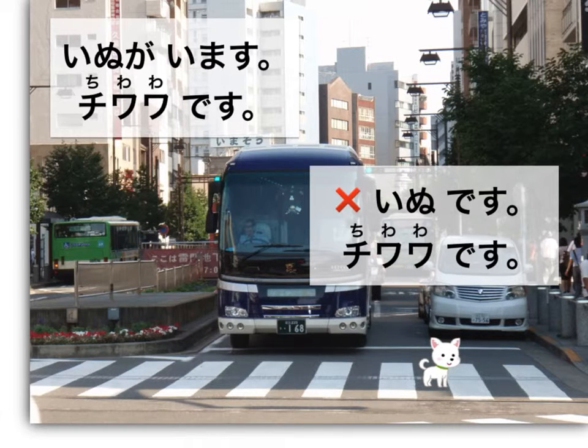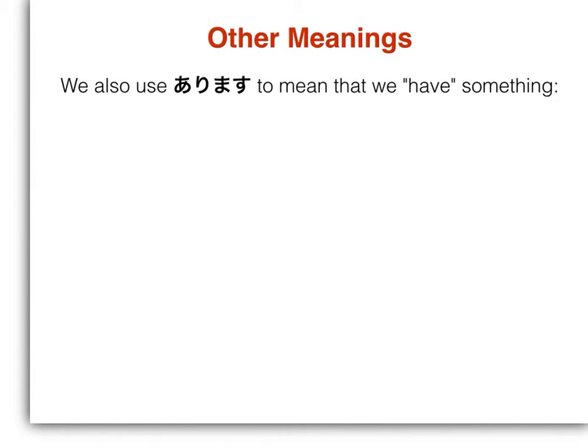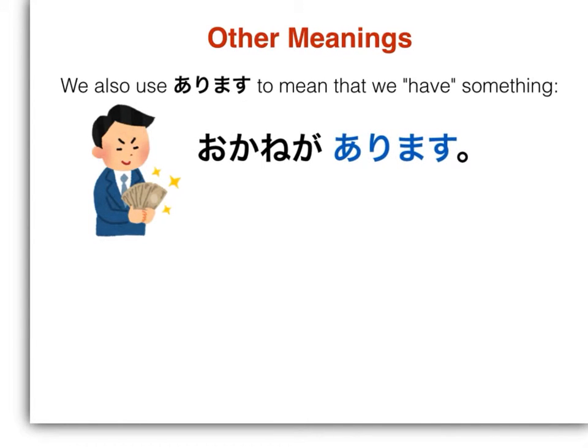So just keep in mind that imasu is used along with arimasu to describe the existence of things, and des is used to describe or identify something. There are also other uses for verbs of existence, other meanings. Let's take a look. We can also use arimasu to mean that we have something, as in the following examples. お金があります. I have money.